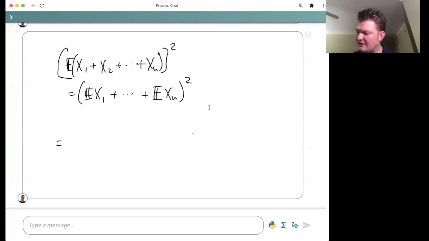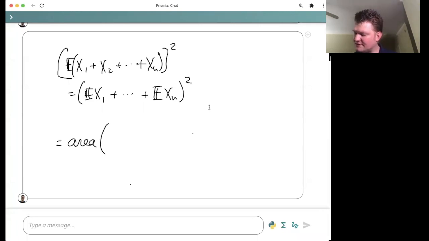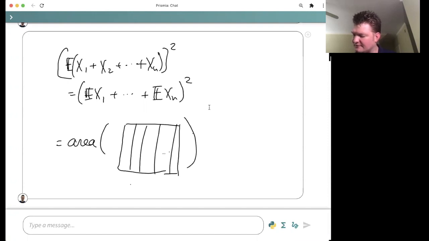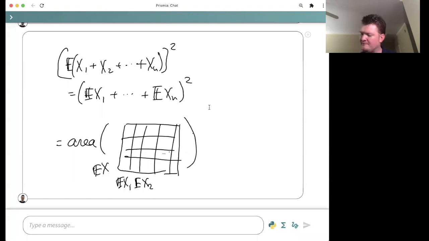And that's going to be the area of this same sort of rectangle, except instead of the side lengths being the values of the random variable, they're the expectations of the random variable because we already took the expectation. So expectation x1, expectation x2, and so on. Same thing in this direction. And so likewise, you're going to get all of the squared terms along the diagonal, all of the product terms along the off diagonal.